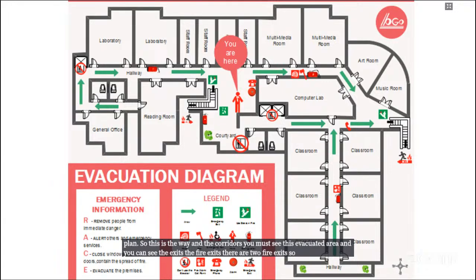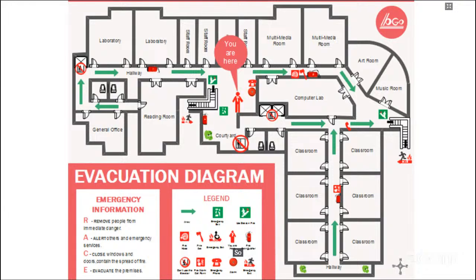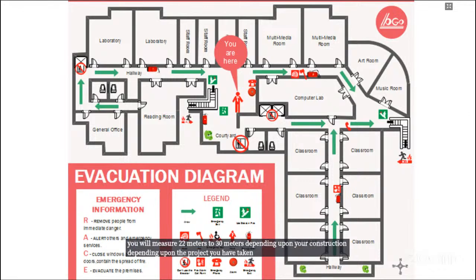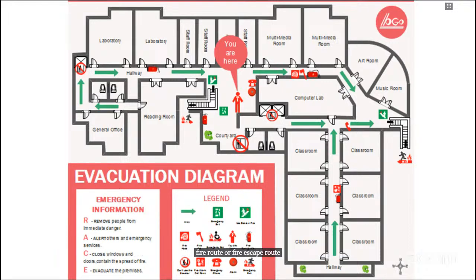I'll tell you one thing about the concept of 22 meters to 30 meters. What is this concept of fire escape? When you divide a building centrally, so when you are at the center of the building, through that center you will measure 22 meters to 30 meters depending upon your construction, depending upon the project you have taken. And then you will analyze the next fire route or fire escape route. This is what the plan is all about, to make you understand what the evacuation route can be, from where you can be evacuated.